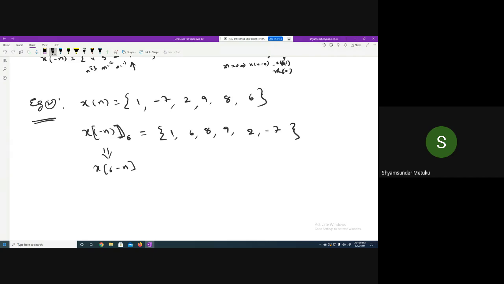Earlier it was 4 point, now it is 6 point. Earlier we did 4 minus 0, 4 minus 1, 4 minus 2, 4 minus 3. This time we will perform 6 minus 0, 6 minus 1, 6 minus 2, so on. Correct or not?